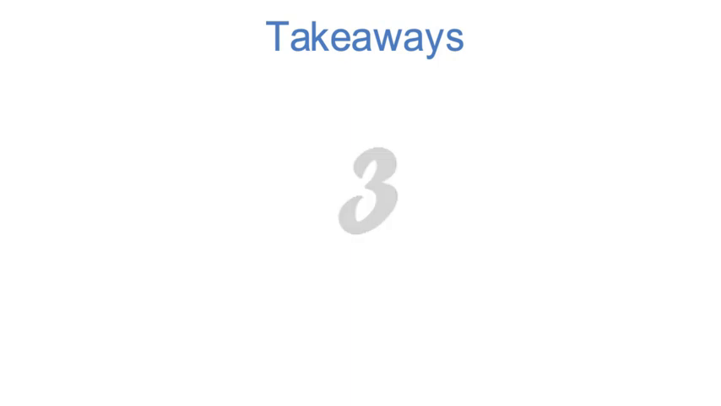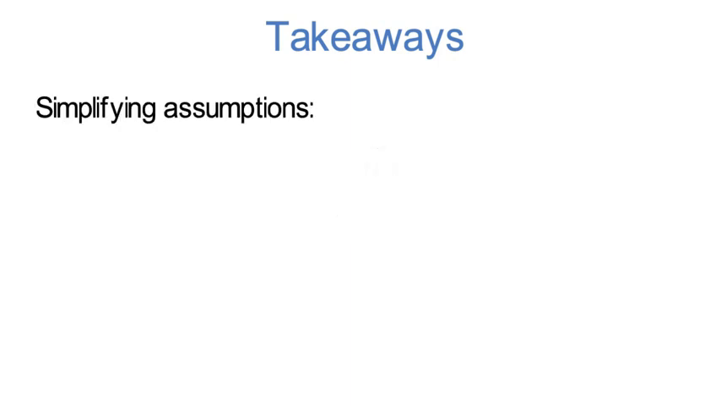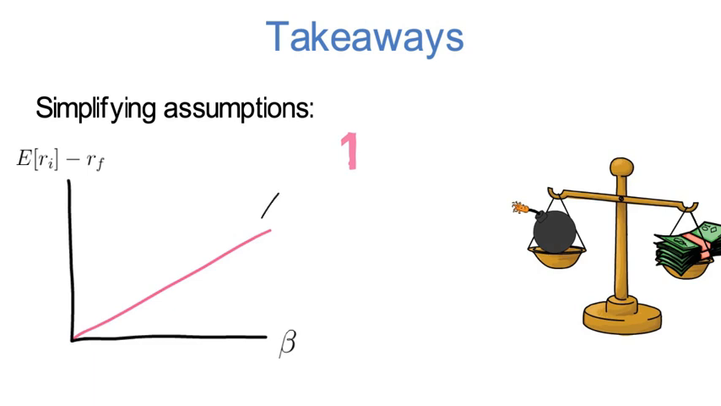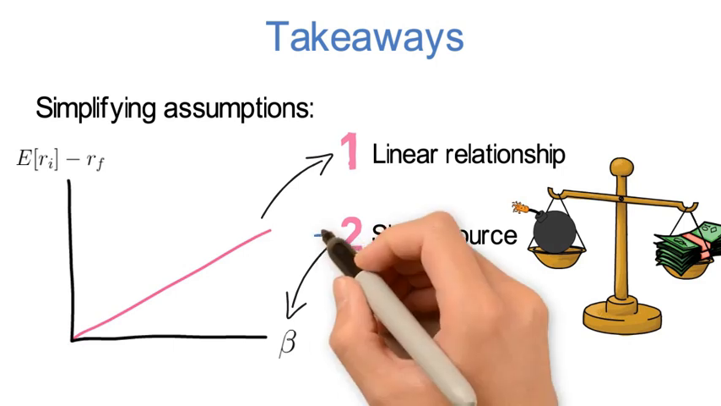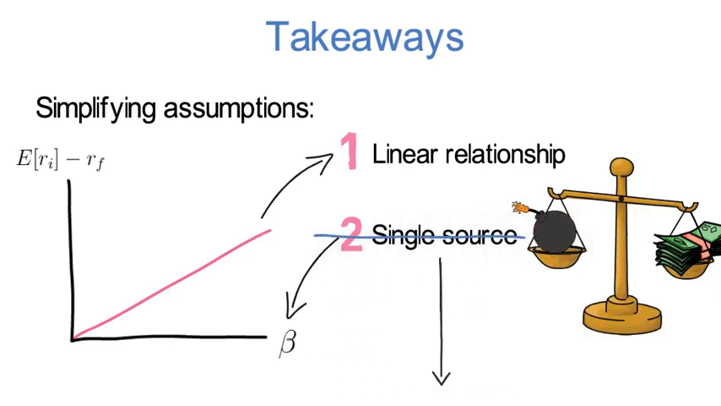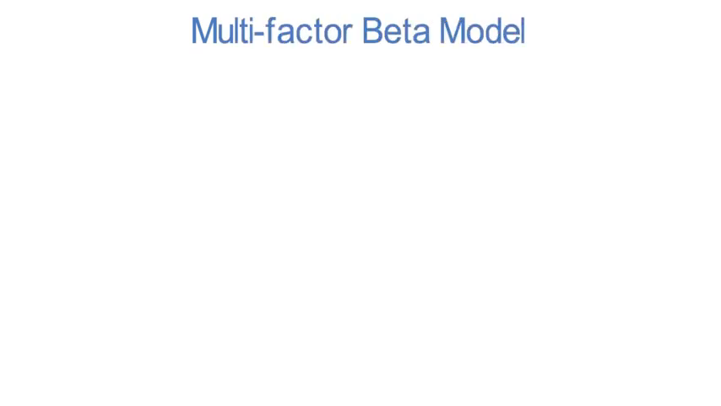Third, the single factor model simplifies the world along two dimensions. On the one hand, it assumes the expected risk premium systematic risk relationship is linear. And on the other hand, it assumes there's only a single source of systematic risk. Relaxing the last assumption brings us to the second topic of this video, the multi-factor beta model.